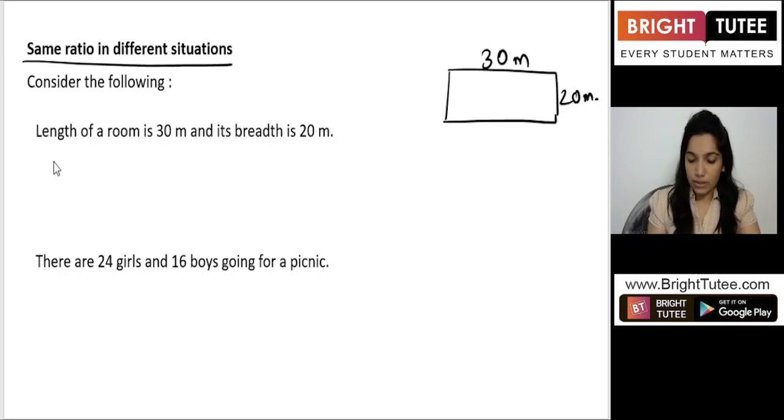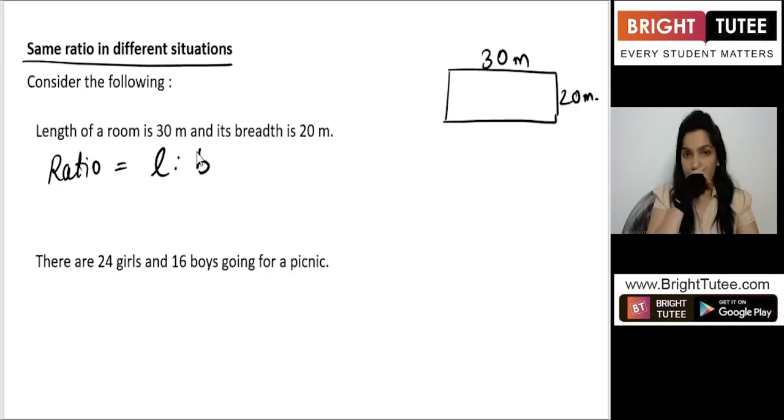Okay, now let us write what is the ratio of length to the breadth. Both the values that are given to us are in meters. So we don't have to consider the problem of units here. We'll just directly write the ratio. So the length that is given is 30. Okay, and the breadth that is given is 20.